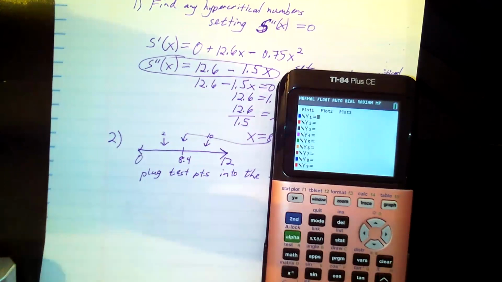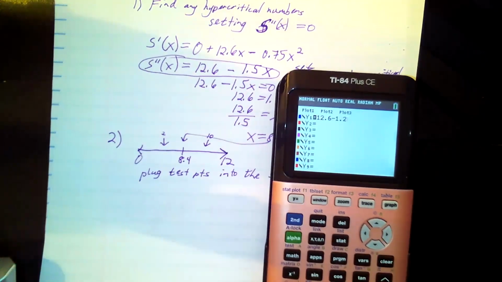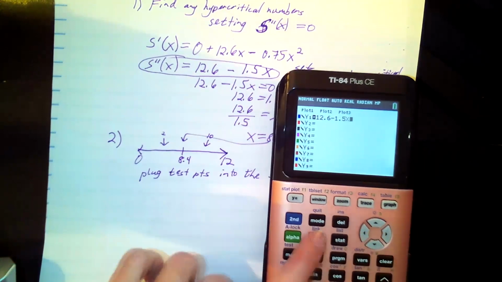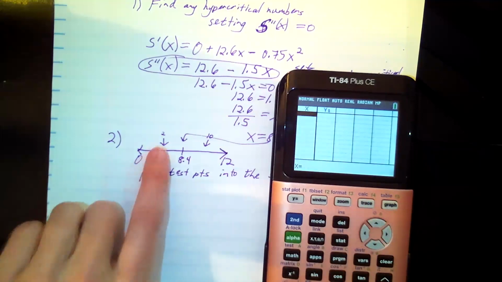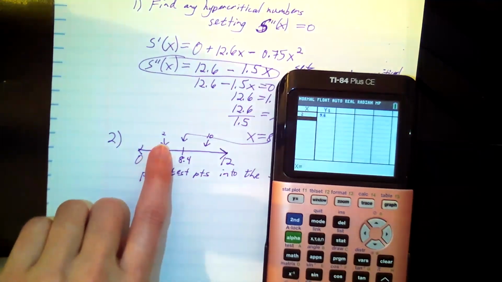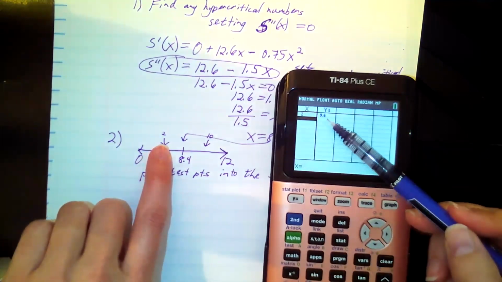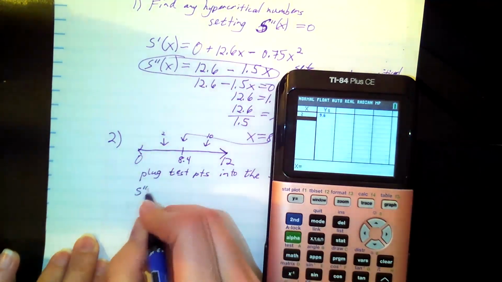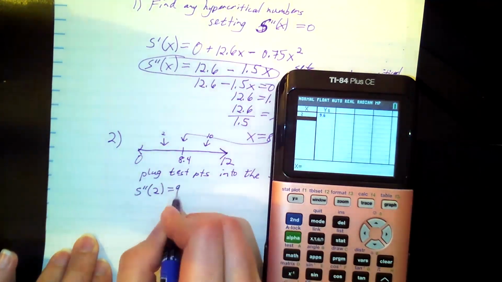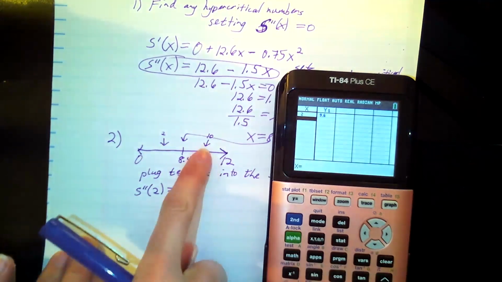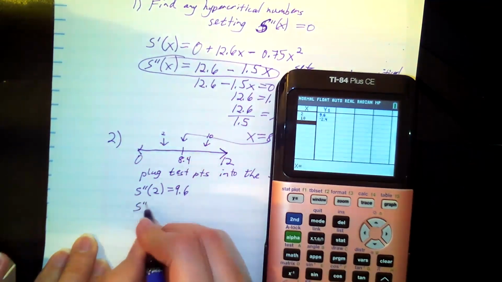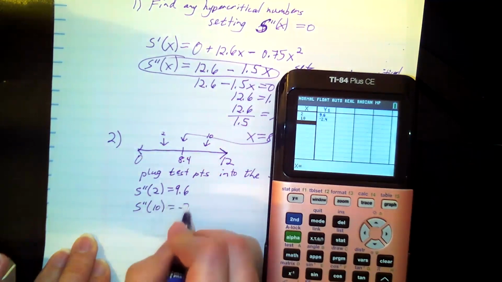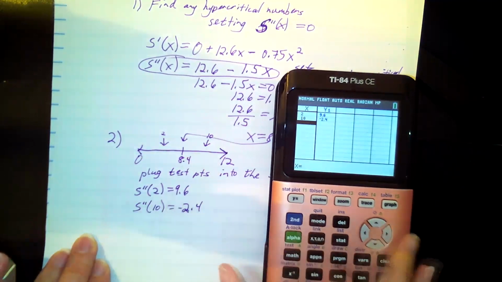So I have 12.6 minus 1.5x. And I'm going to plug in my two test points. I'm going to plug in x equal 2. And this tells me that my second derivative value, when I plug in 2, is 9.6. When I plug in 10, my second derivative value is negative 2.4. Now I have to translate those.